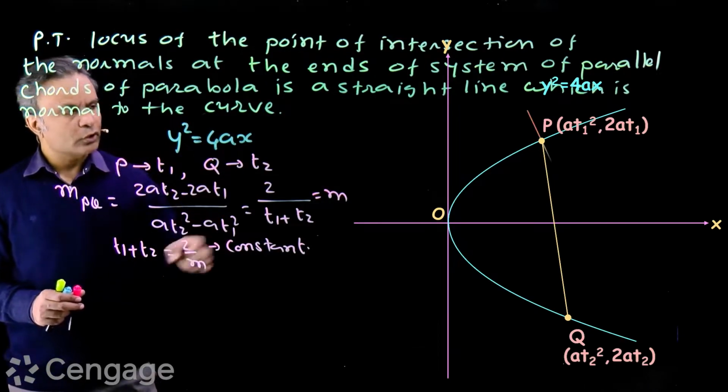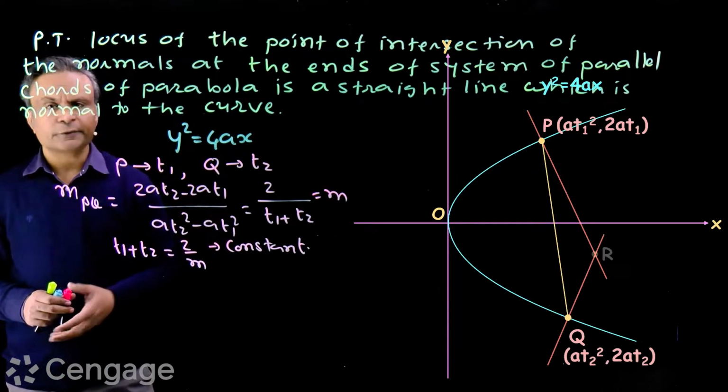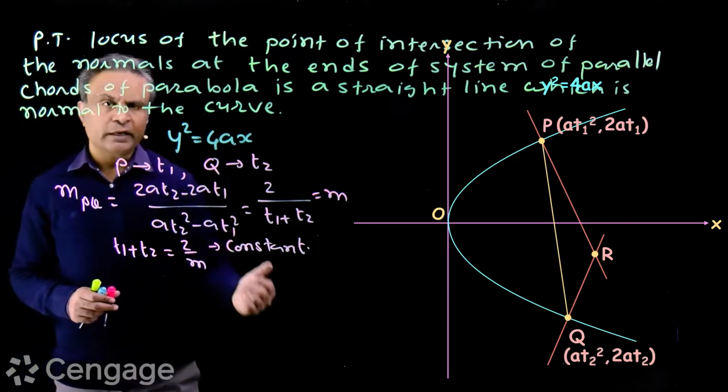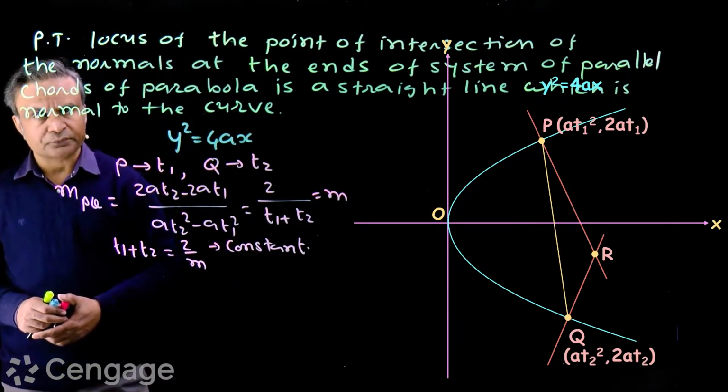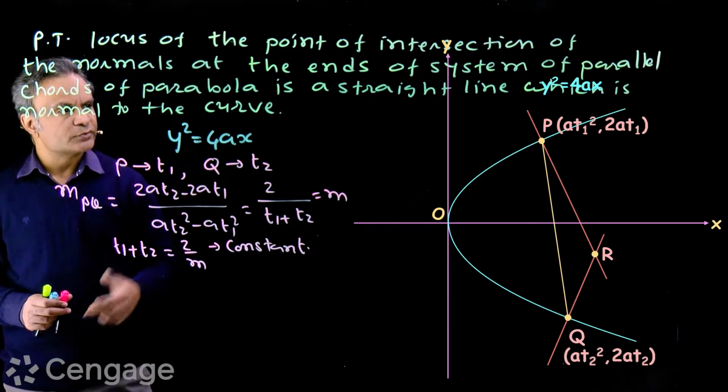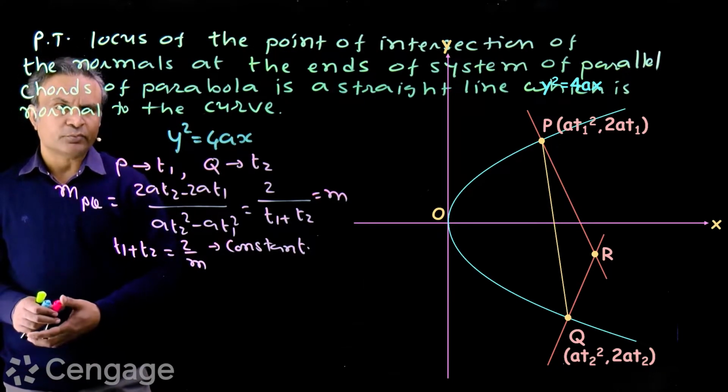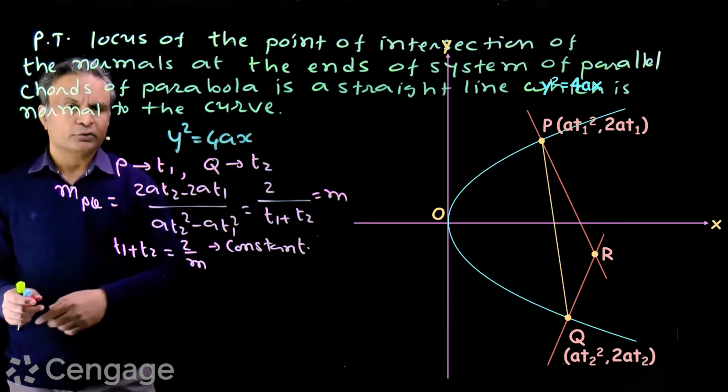Now we draw normals to the parabola at points P and Q which intersect at point R. We have to get the equation of locus of variable point R. Here point R is variable because points P and Q are variable points. कैसे निकालेंगे point R का locus?